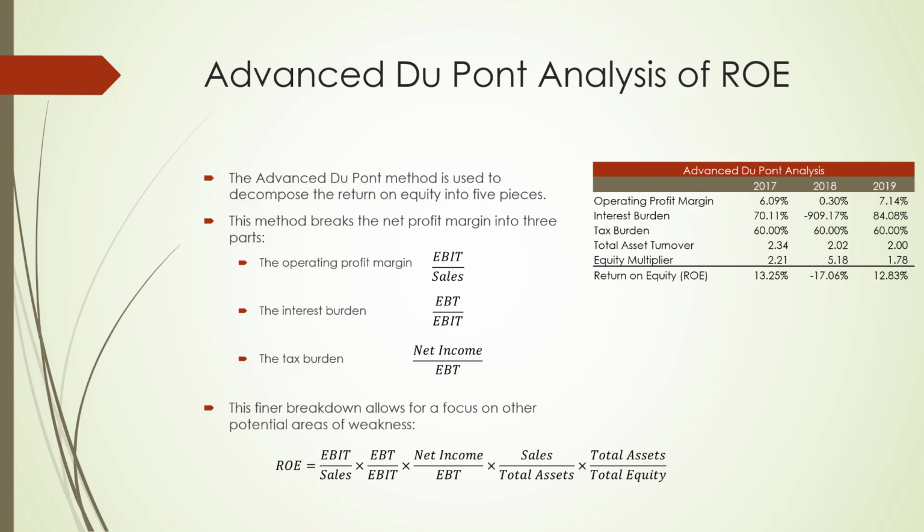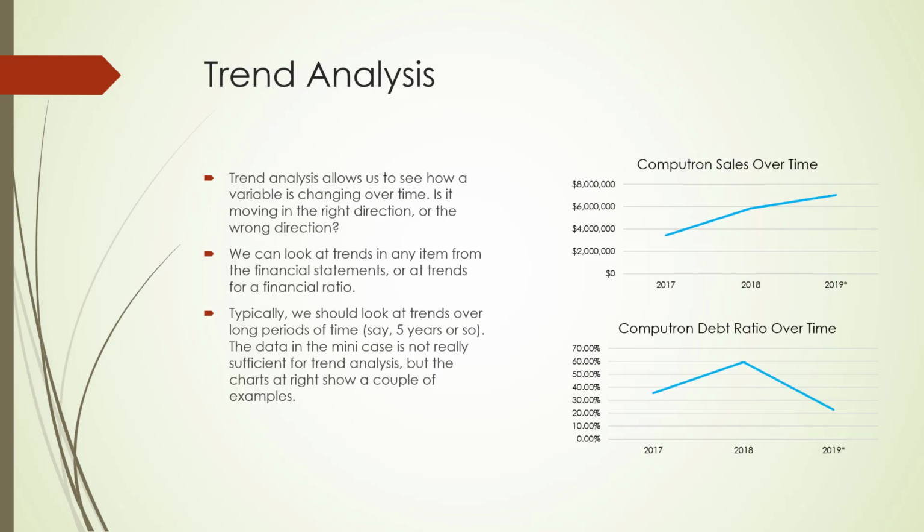So our formula here is operating profit margin times interest burden times tax burden times total asset turnover times the equity multiplier. And if you work through this and you cancel out everything that can be canceled, what you're left with is simply net income divided by total equity, which is the return on equity. So again, this can give us a finer breakdown so that we can better identify exactly where the problem is. Okay, so that's enough of the financial ratios per se, but let's look at some other financial statement analysis tools.